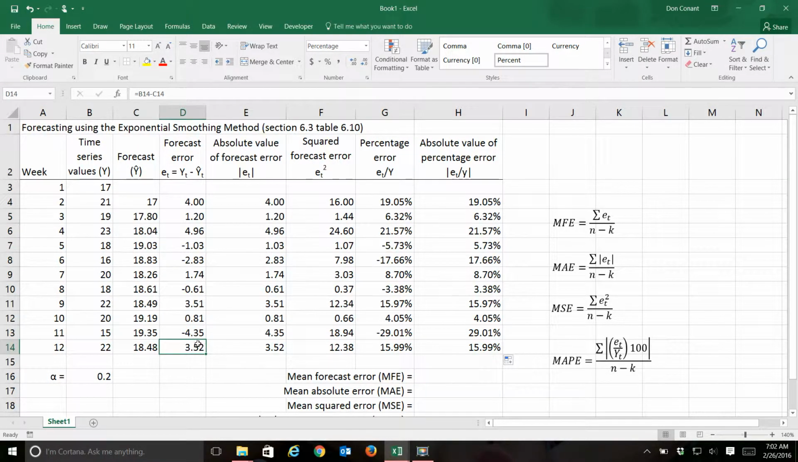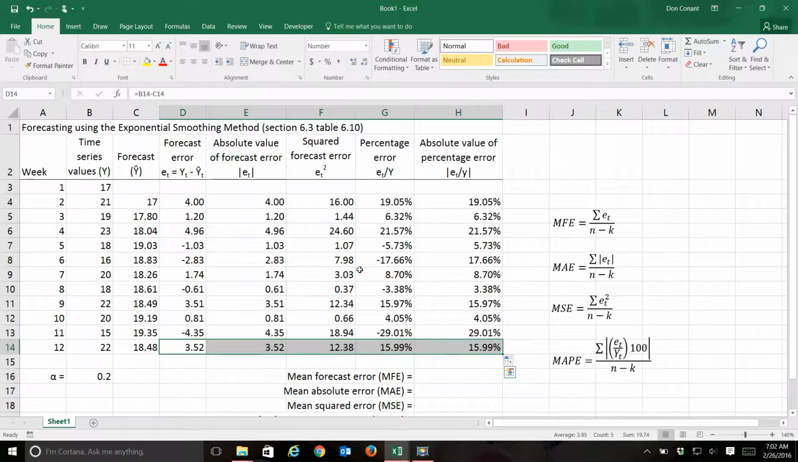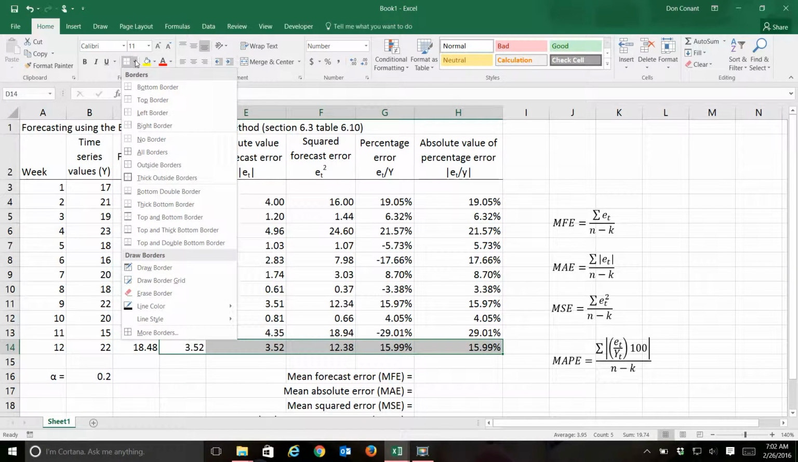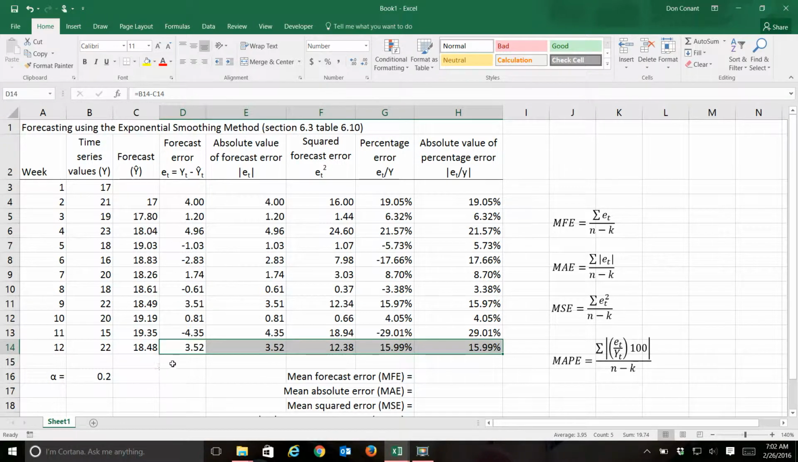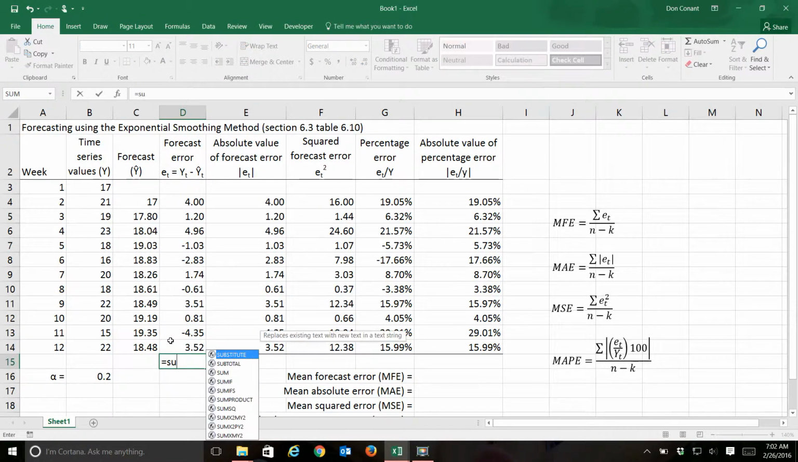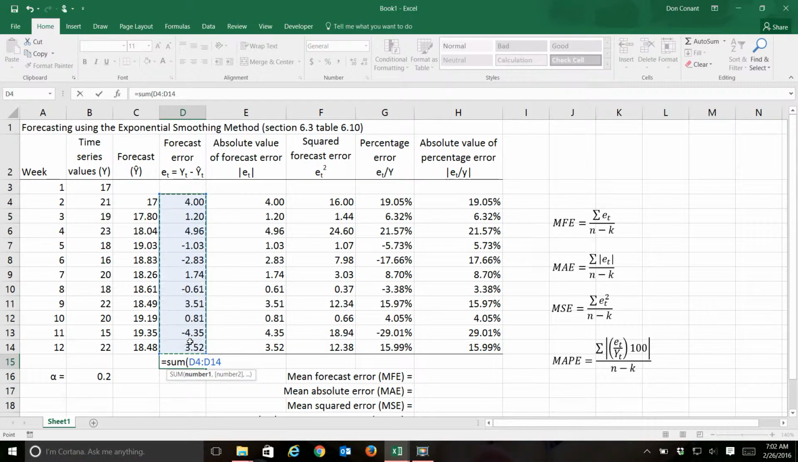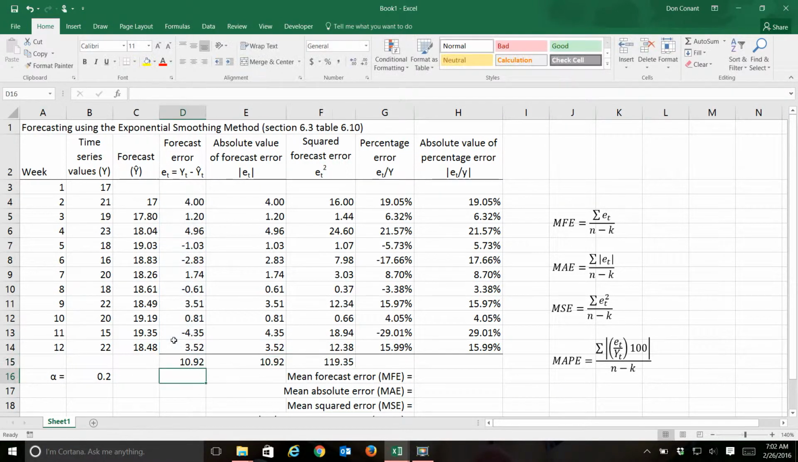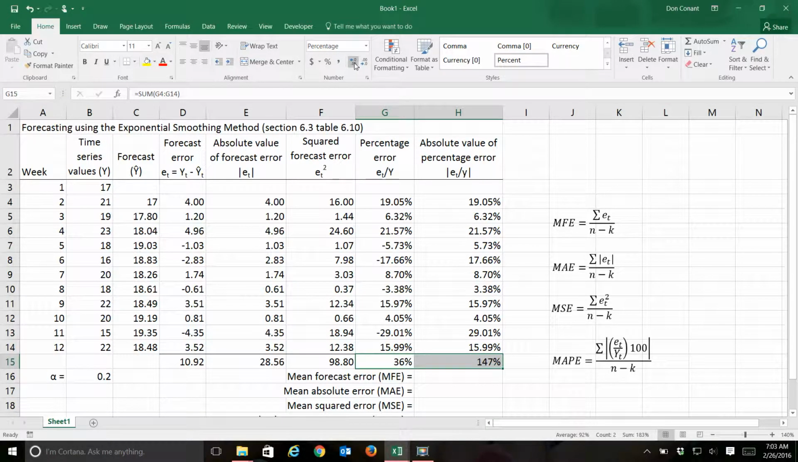Now we're going to total a few of these. Let's draw a line here. There we go, bottom border. Use the sum function. Add those up. Excel tries to help us. Excel is wrong. So we'll just copy these across, convert these to percent, give it a couple of decimal places.